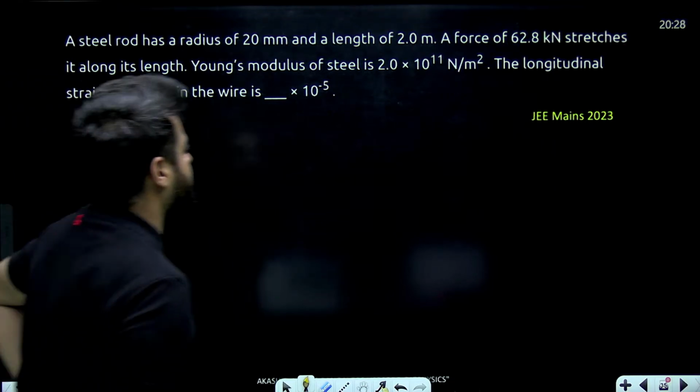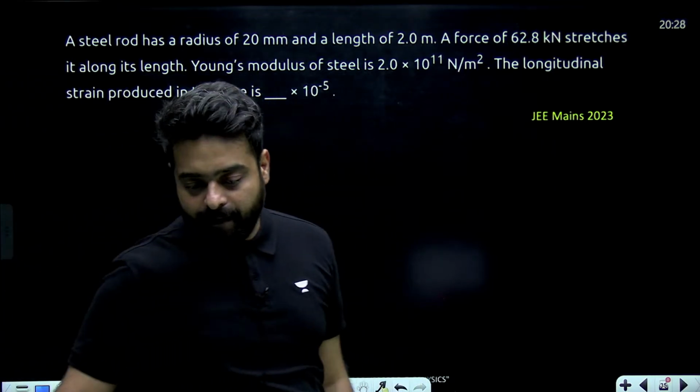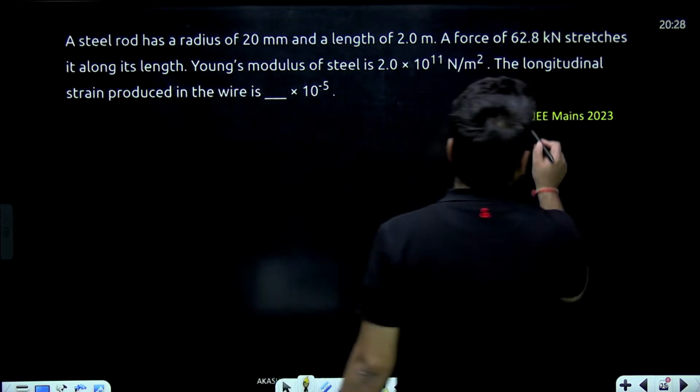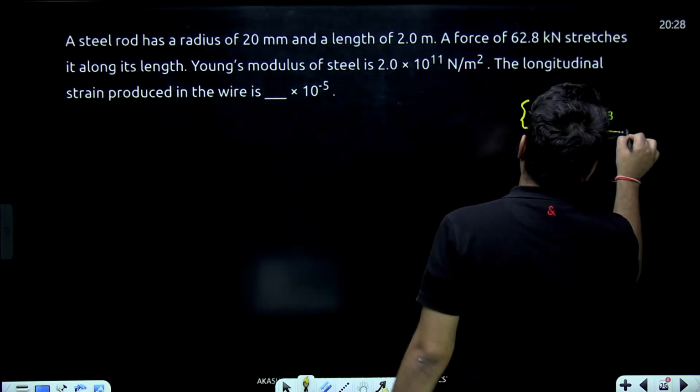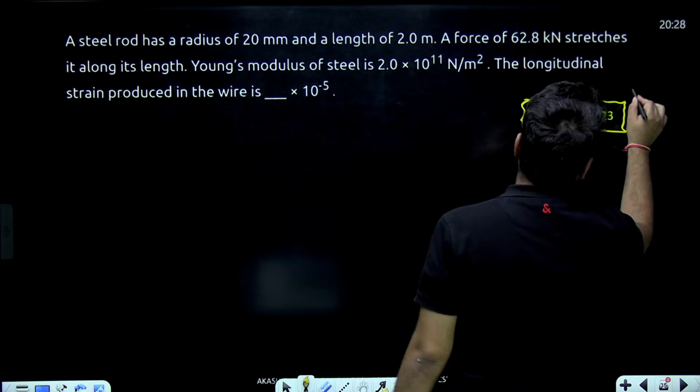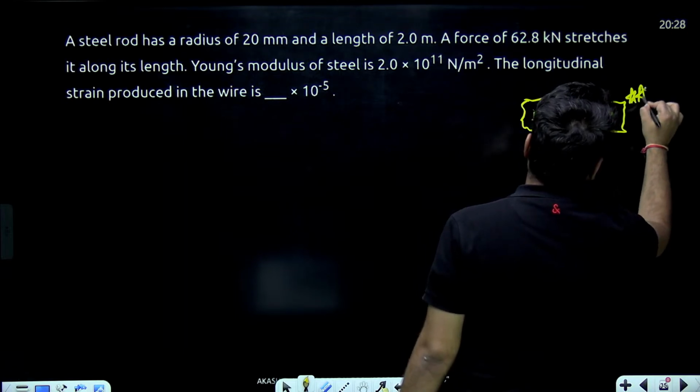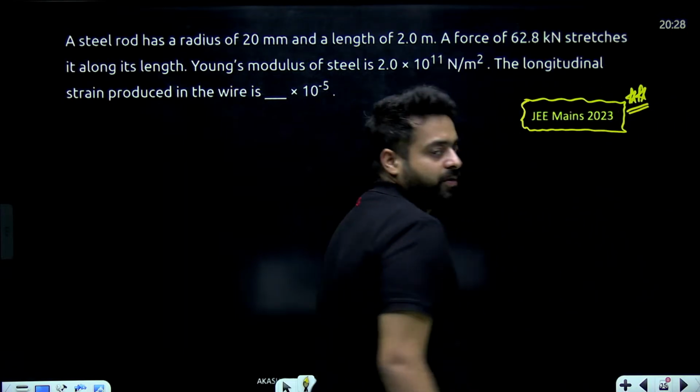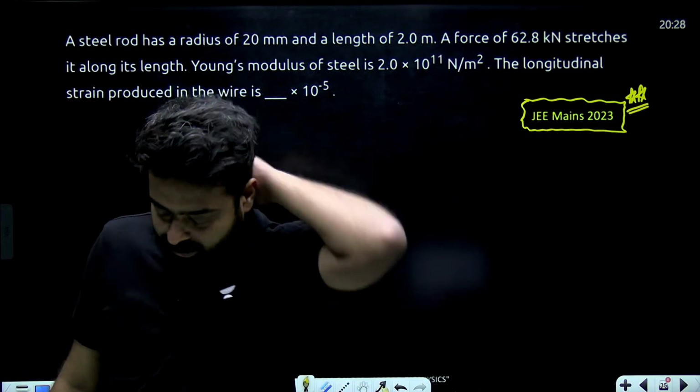I want you to solve this problem from the JEE 2023. We solved almost all JEE 2024 problems. Now I want you to solve this JEE 2023 problem. Okay, then only we'll move.